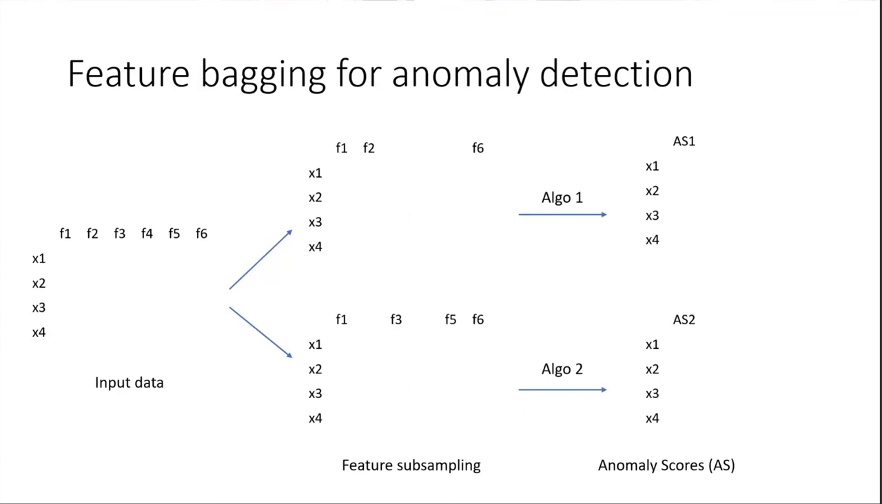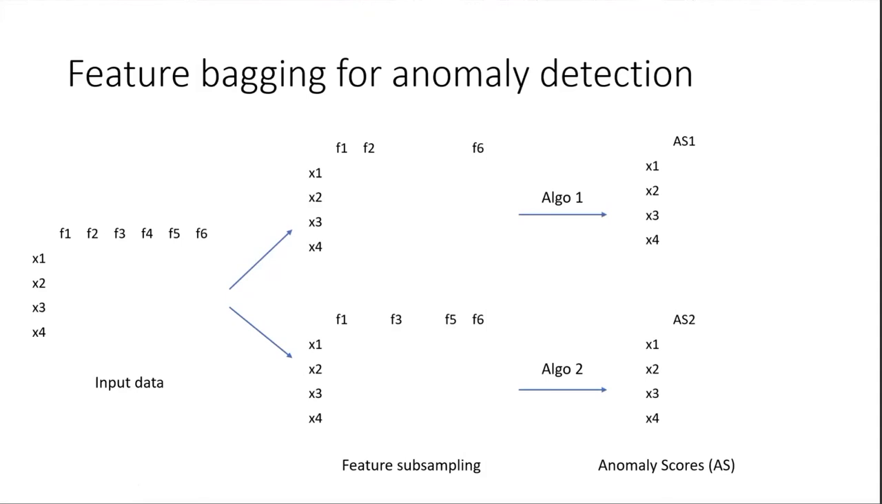Now, once we have completed these steps, we end up, for this particular example where we have created two subsamples of our dataset, two subsets, with two scores by the two algorithms. The algorithm can actually be the same. In the paper, they use only one algorithm that I will talk about just after this, and then they have multiple scores. So it's basically an ensemble method.